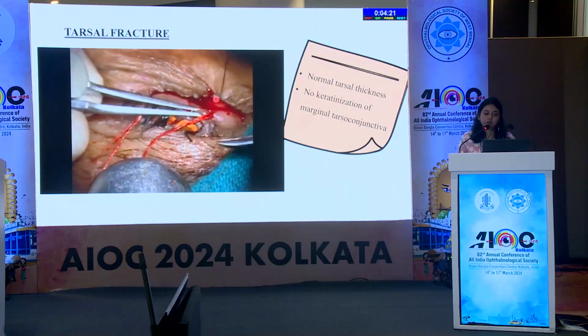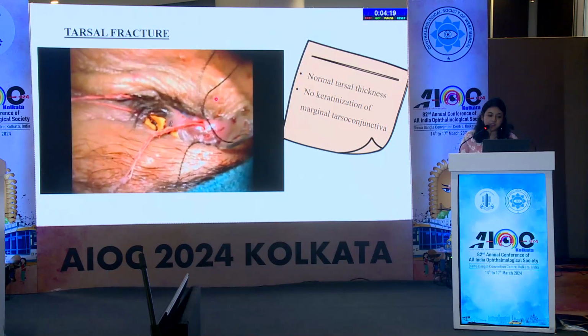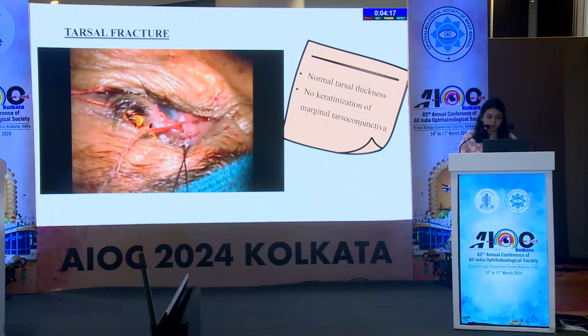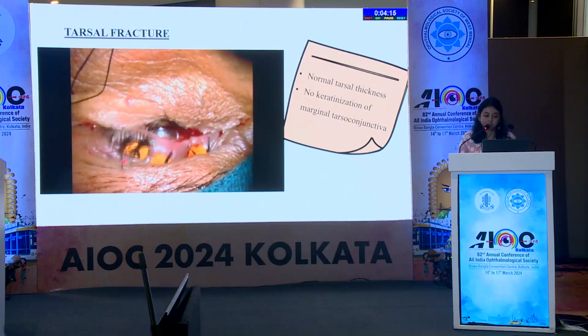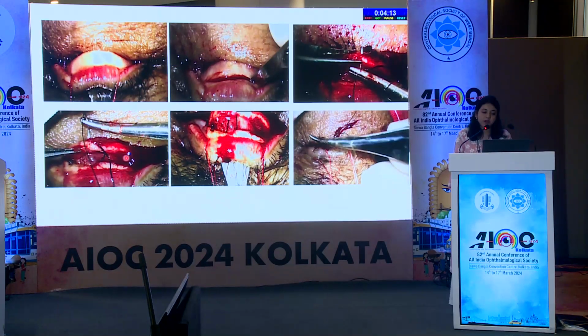And the sutures are tied over bolsters on the skin surface. So this is the result at the end of the case. This is another patient who underwent tarsal fracture. As we can see, the tarsus is extremely thickened. This is a patient of trachoma.